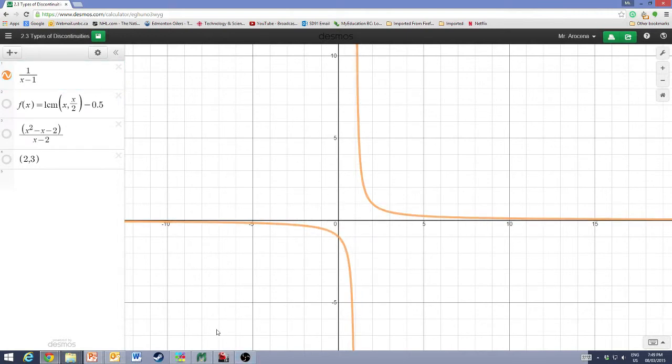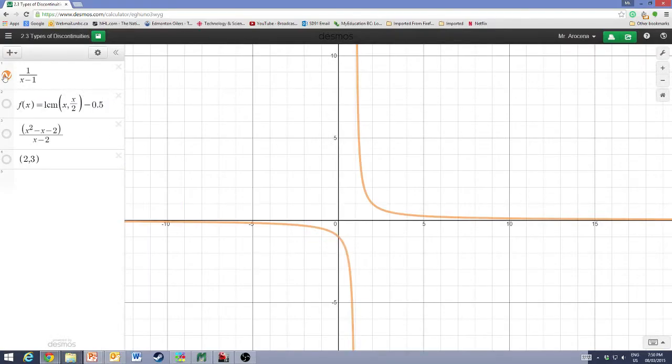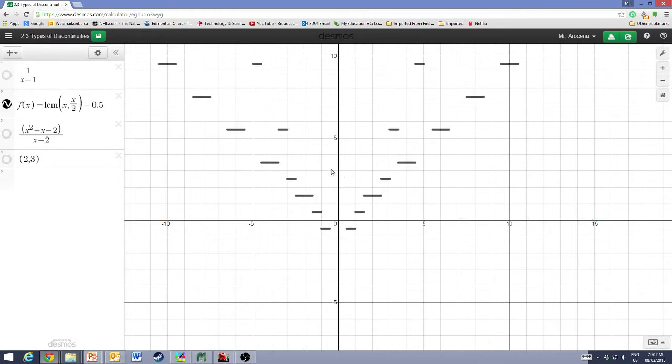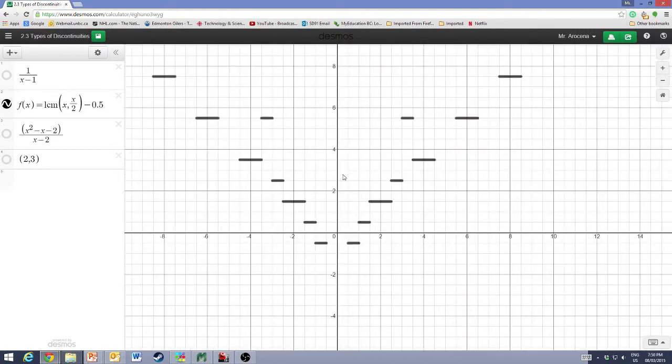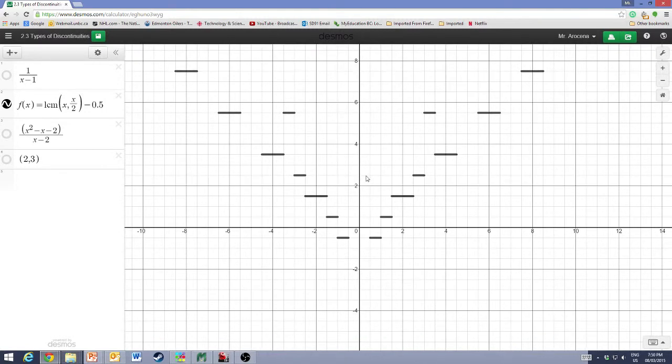The second type of discontinuity is called a jump discontinuity. As the name suggests, this literally means that at the discontinuity, the function is going to jump. Here's an example of it. This is plotting the least common multiple between x and x divided by 2, and then subtracting 0.5. Regardless, it illustrates my point very well.